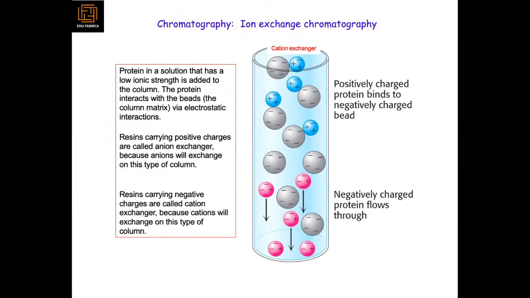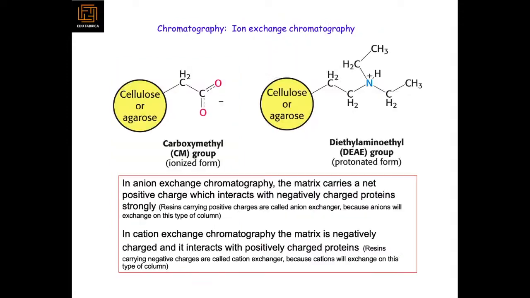Ion exchange chromatography. So basically in ion exchange chromatography, protein in a solution of low ionic strength is added to the column. The protein interacts with the beads via electrostatic interaction. So here we have positively charged proteins binding to the negatively charged beads, and the negatively charged proteins will flow through. So that's the basic principle behind ion exchange chromatography.